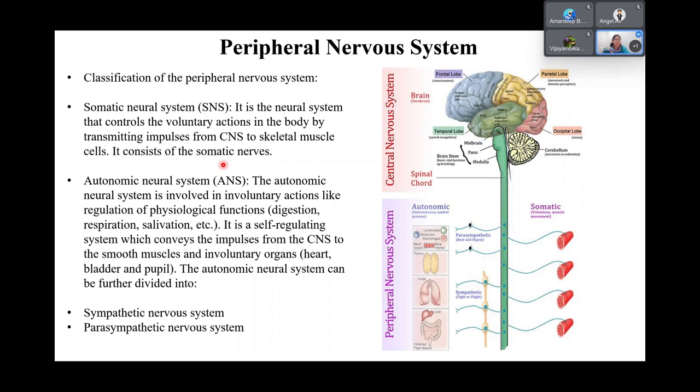But the ones which are for the glands, for the organs, for the smooth muscles, which are involuntary actions, are for the autonomic nervous system. And this is a self-regulating system, which can be further divided into the sympathetic and parasympathetic nervous systems. So what do the parasympathetic and sympathetic nervous systems do? Together, they control the involuntary actions of the body, for example heartbeat, sweating, and peristalsis, and they consist of motor neurons to carry out the information.